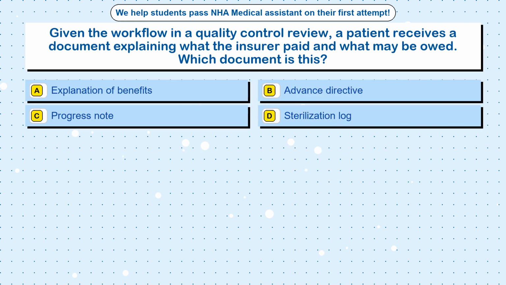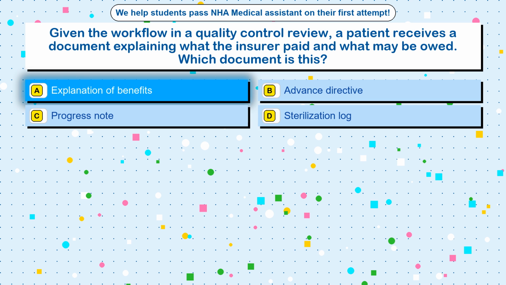Question 9. Given the workflow in a quality control review, a patient receives a document explaining what the insurer paid and what may be owed. Which document is this? Option A. Explanation of benefits. Option B. The advance directive. Option C. The progress note. Option D. Sterilization log. The correct answer is option A.